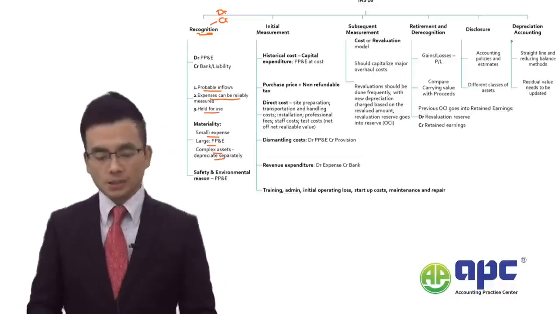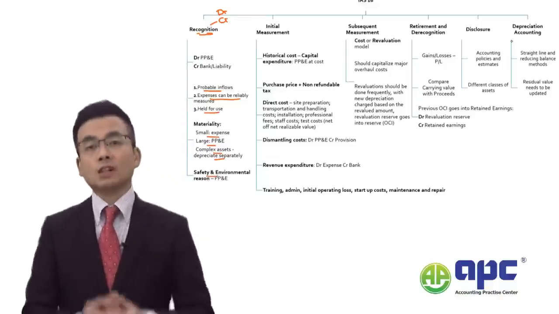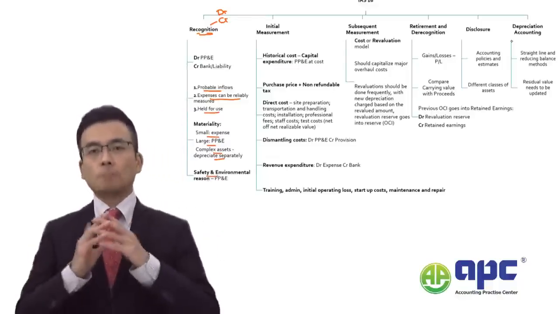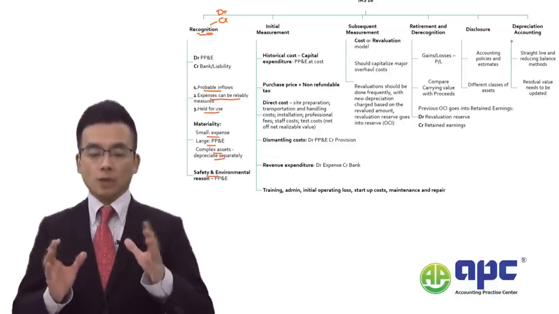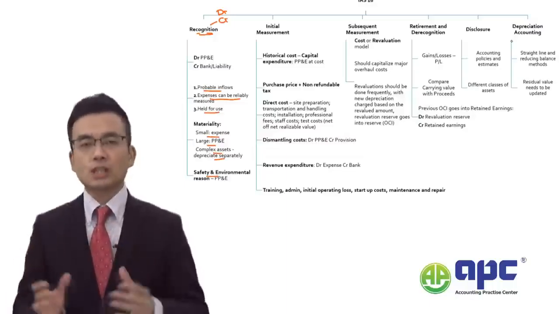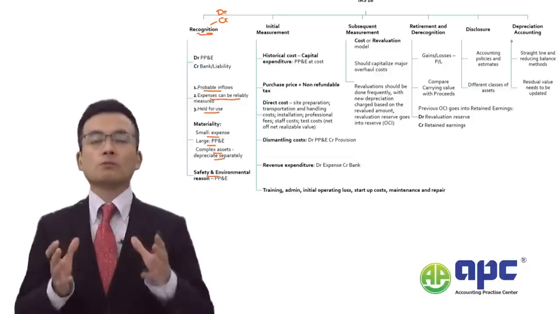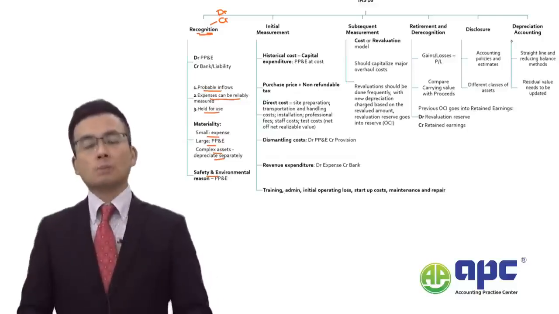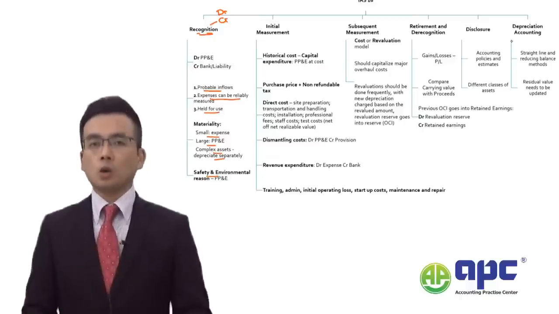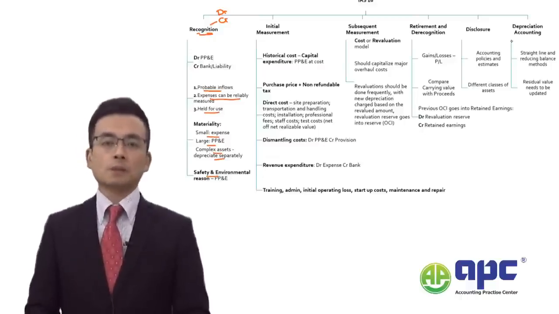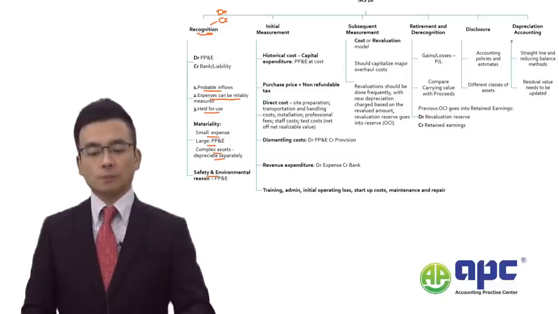And in IAS 16, if there's any spending related to safety and environmental reasons, for example, for environmental reasons we need to plant some trees next to our factory. So we incur $1 million to build the factory, and we incur $0.1 million to build and plant those trees. That $0.1 million also needs to be capitalised as PP&E, because that's for safety and environmental reasons per the laws and regulations in your country.